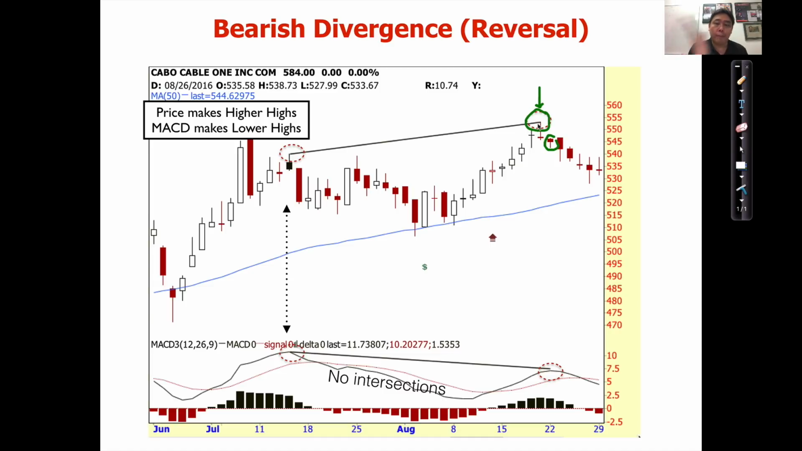So where were previous swing highs? Well, this was another swing high. This was a swing high. This block, but this was a swing high. Right, so there are many swing highs.